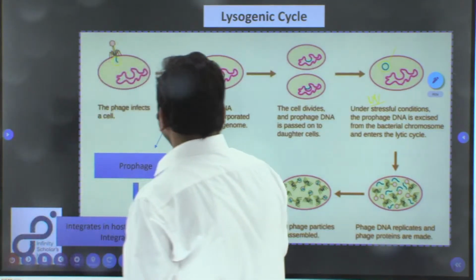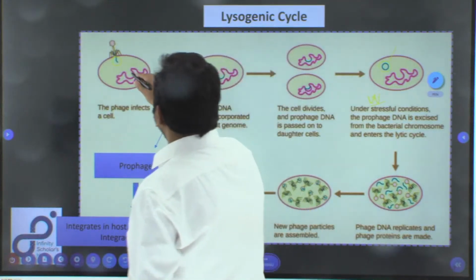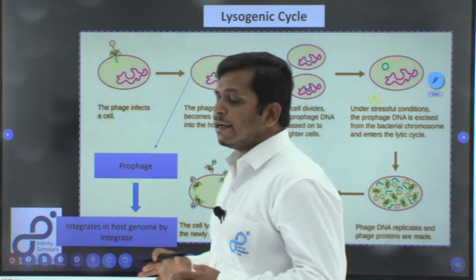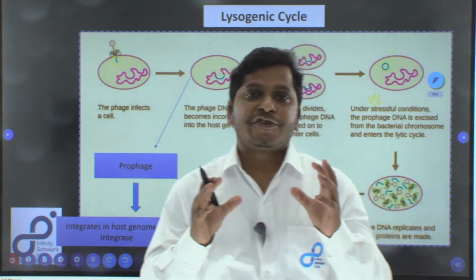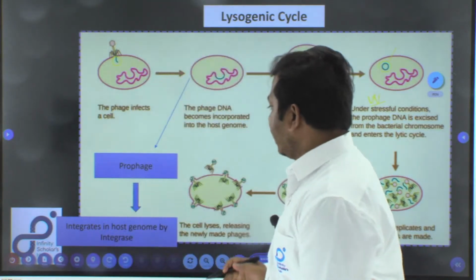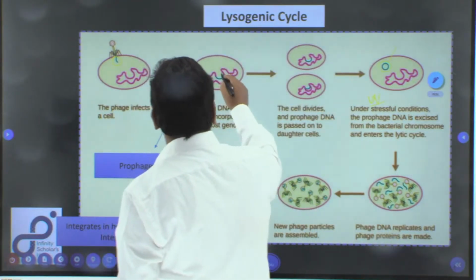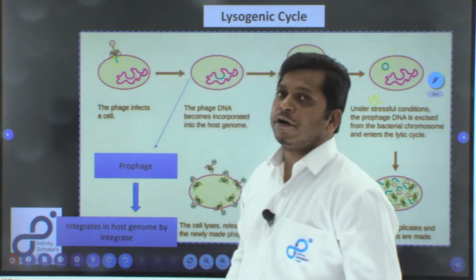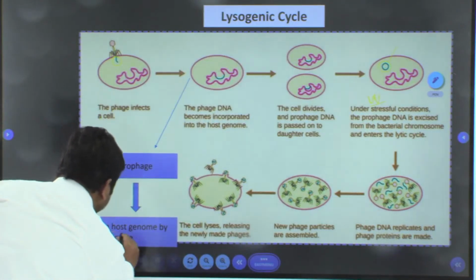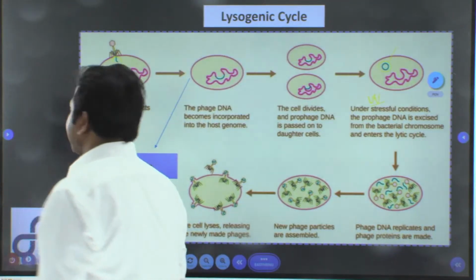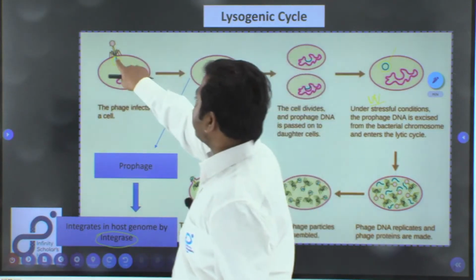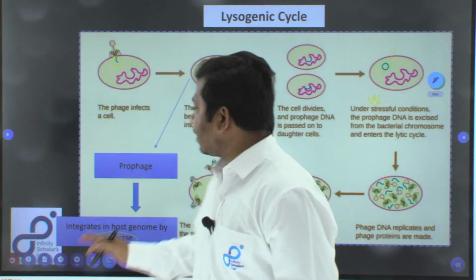So when the phage DNA integrates into the bacterial DNA, the integration is not a very simple one-step process. It requires the help of an enzyme to be integrated into the bacterial genome. And what is the name of the enzyme? It is called integrase. So integrase is an enzyme that helps the phage DNA to integrate at this particular site.